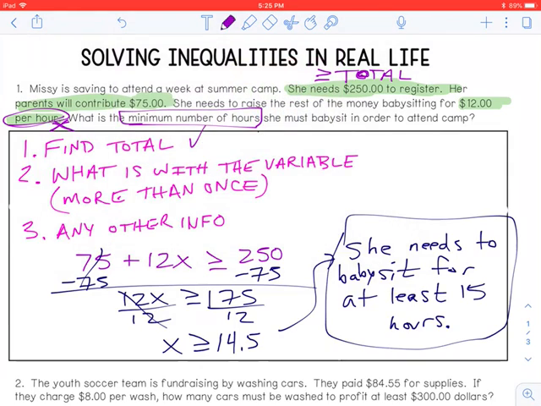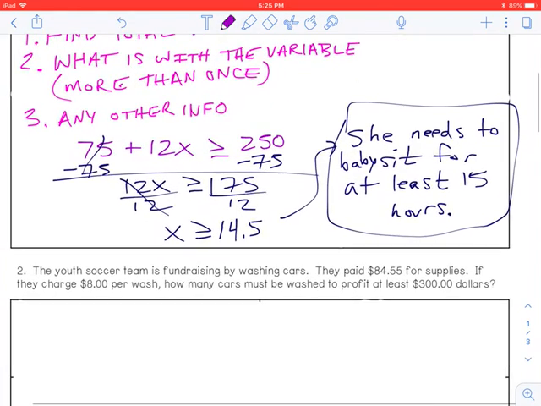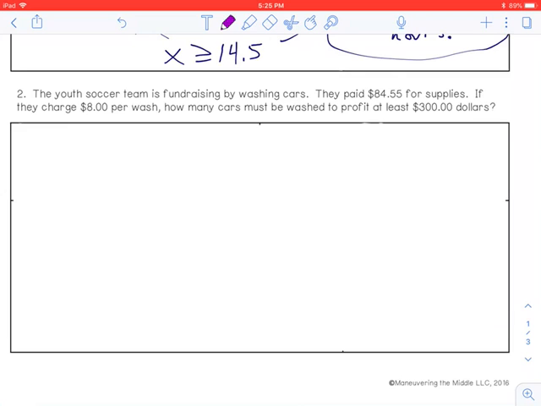So let's look at the next one. Kind of the same situation. It says the youth soccer team is fundraising by washing cars. They paid $84.55 for supplies. Okay, they paid that much, which means that's coming out of their total. If they charge $8 per wash, how many cars must be washed to profit at least $300?